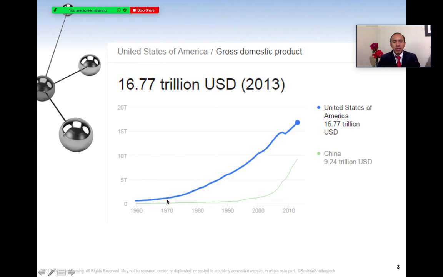In the 1970s, the U.S. gross domestic product, the level of output produced in a given country for a specific year, was below $5 trillion. In 1990, that had increased over $5 trillion. By 2010, it exceeded $15 trillion. And in 2013, it was approximately $16.7 trillion in U.S. dollars.